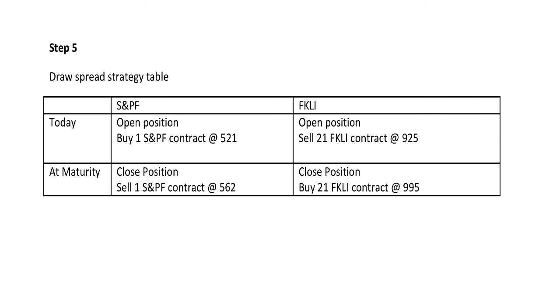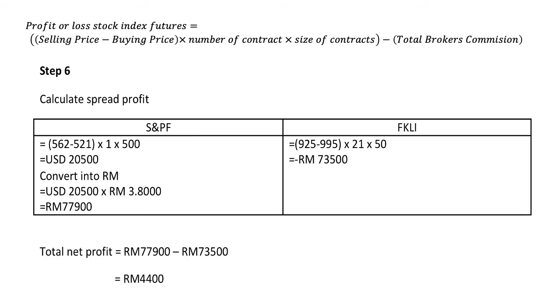At maturity, you need to close out your position. For S&P, you started with buy, so you close out by taking the opposite position: you sell one S&P contract at 562. For FKLI, you started with sell 21 contracts, so you close out by buying 21 contracts at price 995.